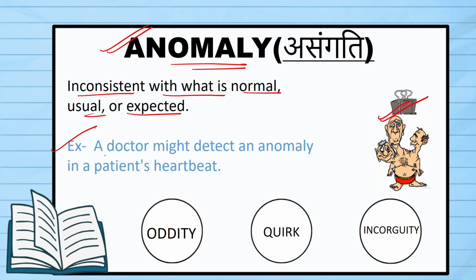The sentence here says, a doctor might detect an anomaly in a patient's heartbeat. So, if there is something different from the normal heartbeat that you have, it could be high or it could be low. So, the doctor can detect it after taking a test. Coming to the synonyms, we have oddity, quirk, and incorrigibility. Here, the third one and the first one are kind of important for you guys. The second one you should remember.